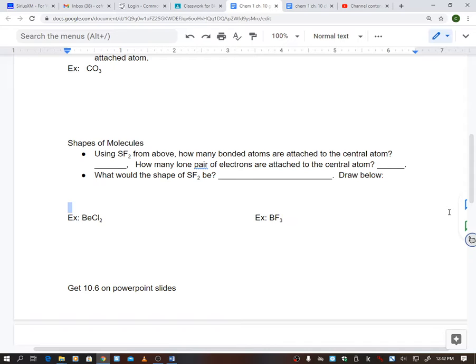Literally just doing this small little part right here. We're adding a new piece to the puzzle for what we're doing. We're going to figure out shapes. So it says, using SF2 from above, how many bonded atoms are attached? So let's do SF2 again real quick, all right?